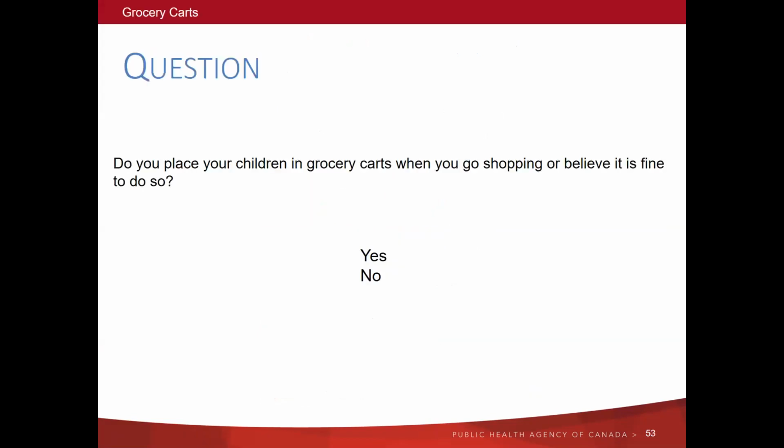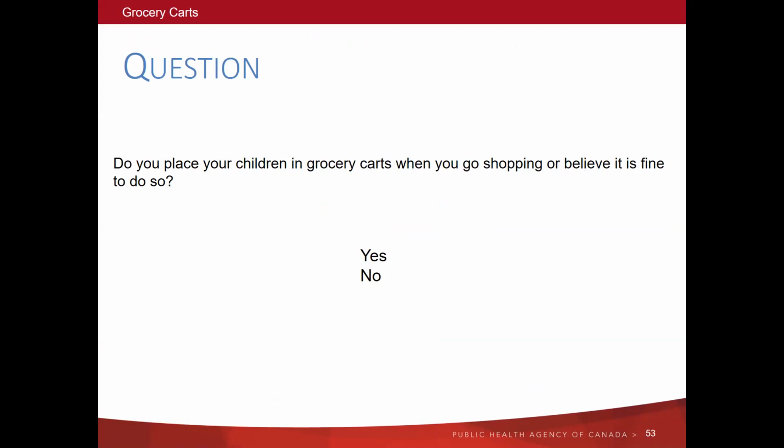Before going on, I do want to ask what everyone's opinion is regarding putting children on grocery carts. I'll give you a couple of seconds to answer that. All right, let's see the results. Oh, most people appear to be in support of placing children on grocery carts.